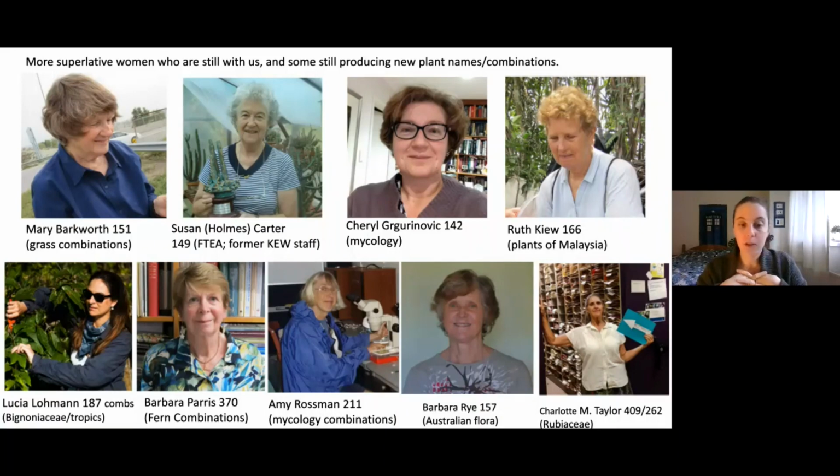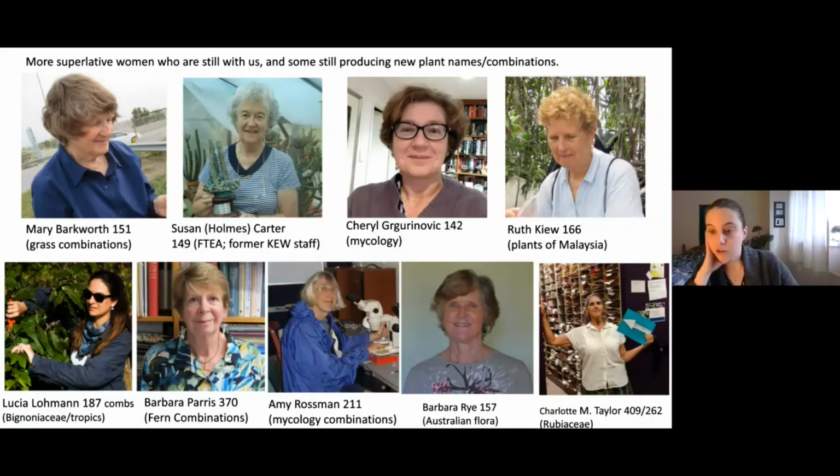Lucia Lohman was one of the highest ones for combinations, 187 in the tropics. And then Barbara Paris, I think anybody who works on ferns will probably recognize her name. She's got 370 fern combinations. And I think shortly after I had done the analysis for this paper, she had published several more. So she's still quite active in getting fern names out. Another mycologist, Amy Rossman, had 211 combinations, and she also had a new fungus named after her, which was quite nice to put in as a footnote. And Ruth also had a genus named after her, I believe. So it's nice to see these women getting honored in plant names.